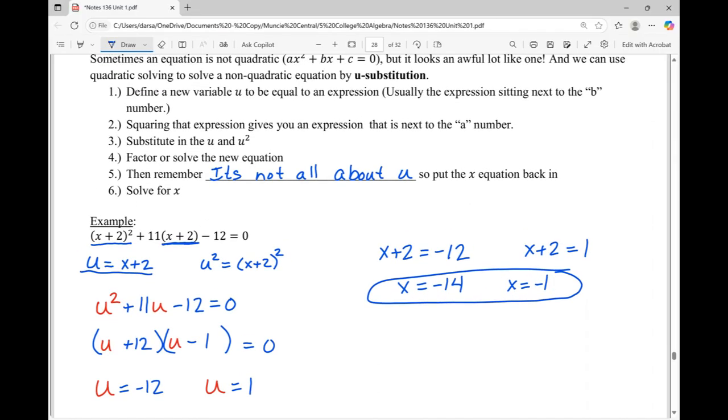So let's run back over our steps. Define the new variable u. Usually it's the thing sitting next to what we would think of as the b number. Substitute into the expression to make sure that what you have next to the a number is the u squared. Go ahead and do the substitution, factor the new equation. But then remember, it's not all about u, it's about x. So then we need to put back in the x expression and solve for x.